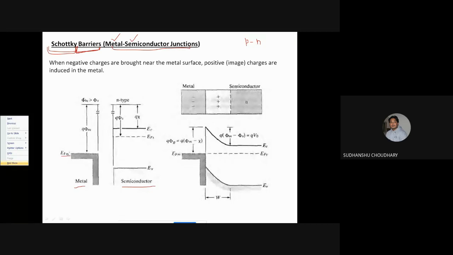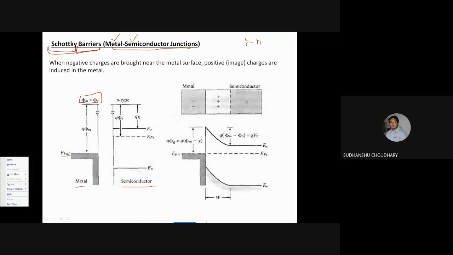Now, another important thing to notice over here is that the work function of the metal is greater than the work function of the semiconductor here. So what is work function of the metal? Phi m here represents the work function of the metal, and phi s represents the work function of the semiconductor. And the semiconductor that we have chosen is n-type.